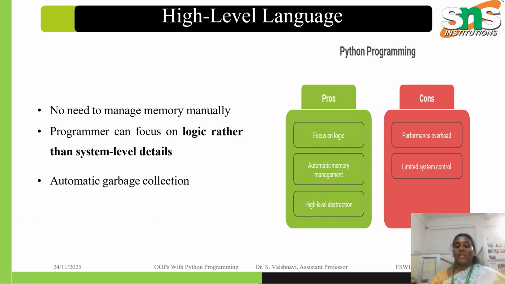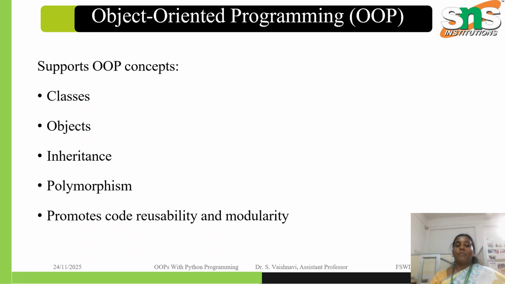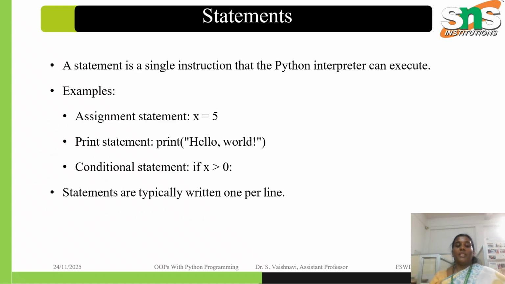So for pros and cons, we have already seen the pros: focus on logic and also automatic memory management, high level interaction and also abstraction. Performance overhead and also limited system control are the cons. The next one, we are moving to what supports the OOPS concept. It supports classes, objects, inheritance, and polymorphism. These concepts promote code reusability and also modularity.